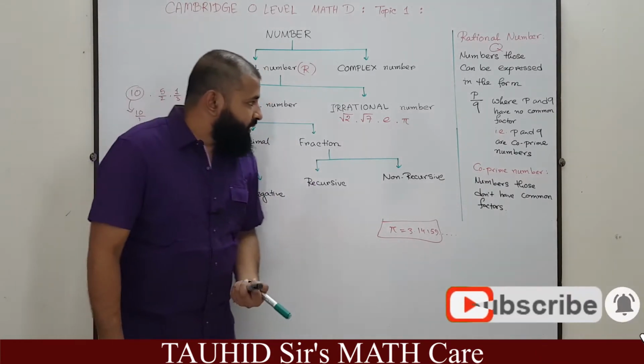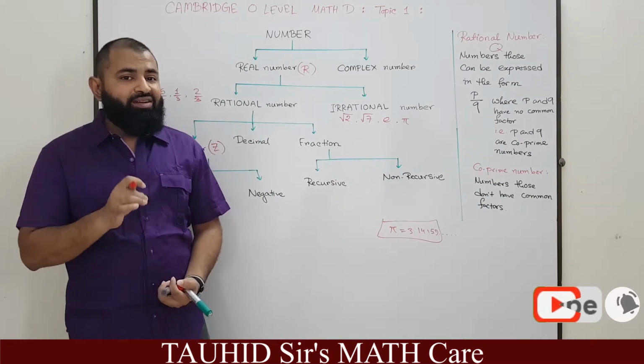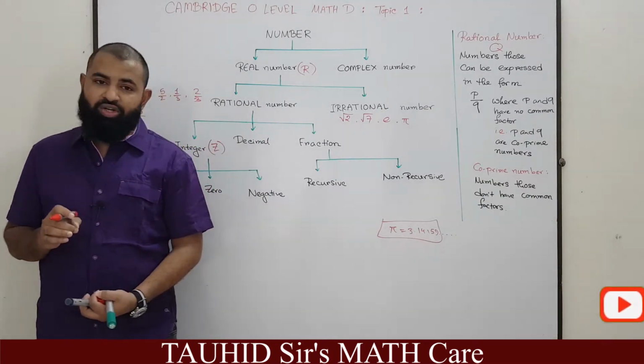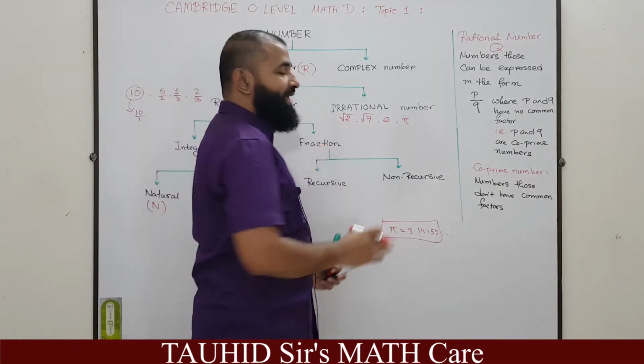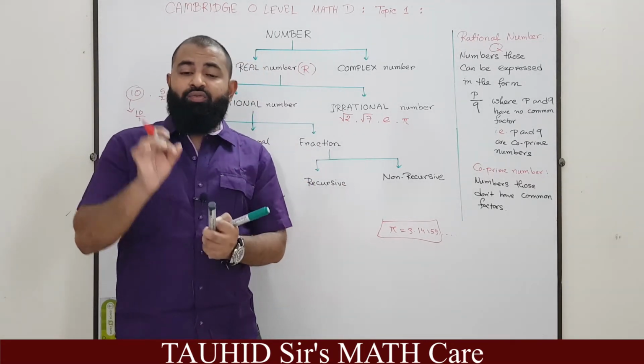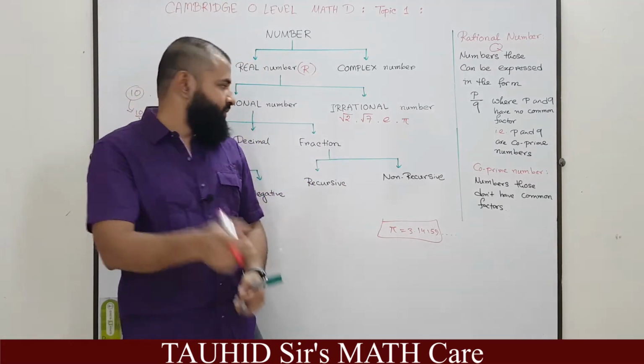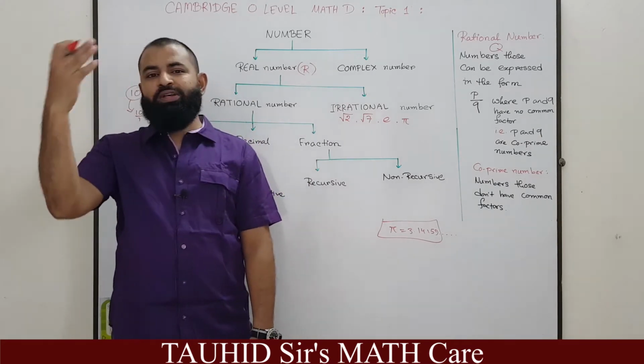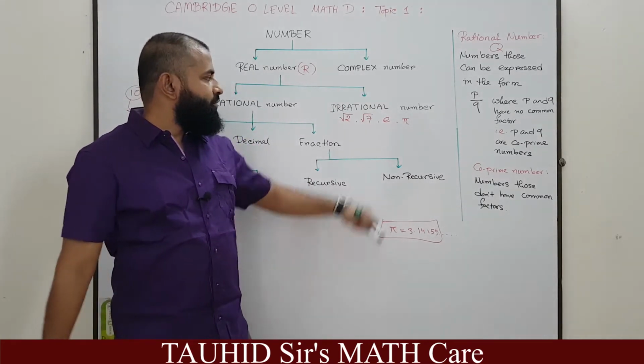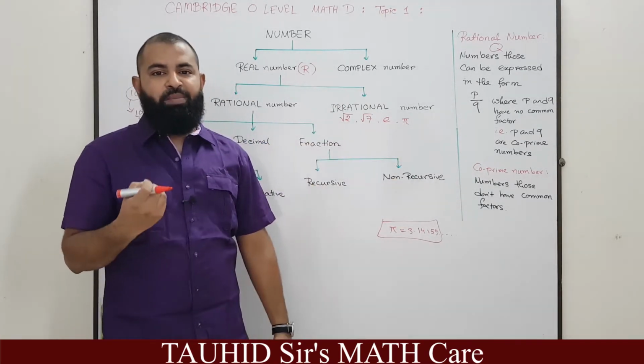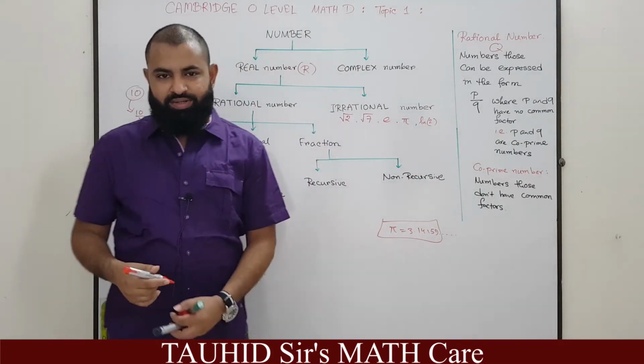So this type of number which we can't express as a ratio are irrational numbers, the root of any number that does not give a finite answer. Root 2, root 7, root 10, these are irrational numbers. Some constants like e, pi, these are irrational numbers.